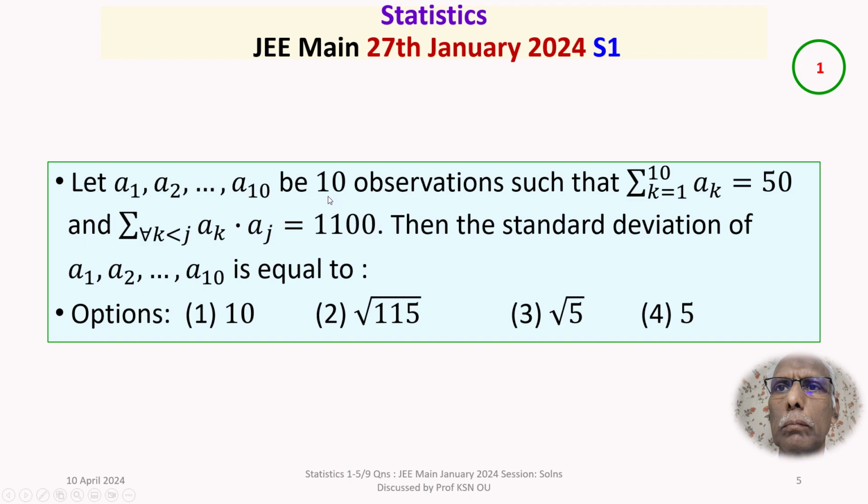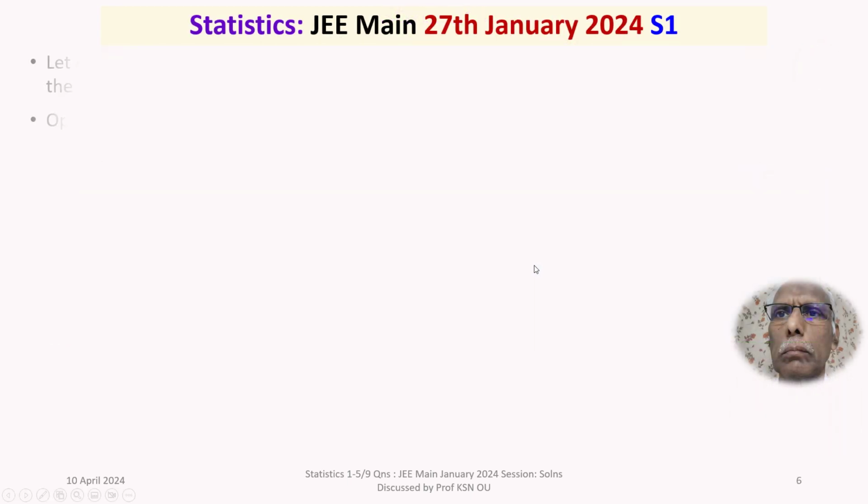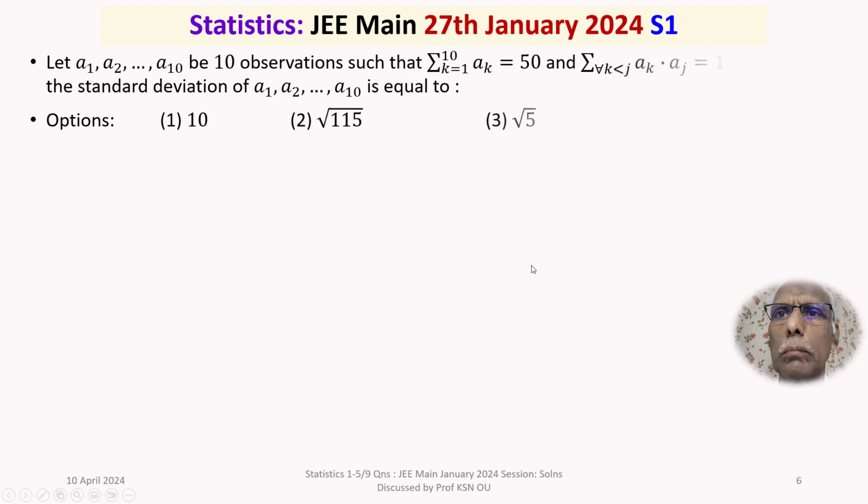We are given 10 observations, A1, A2, ..., A10, whose sum is 50, and the sum of AK AJ, where the sum runs over all k less than j, is equal to 1100. You are asked to find the standard deviation of these 10 observations. We now discuss the solution of the problem in detail.